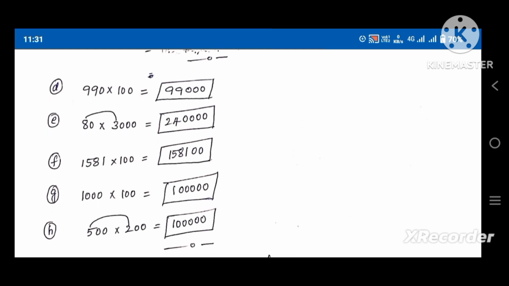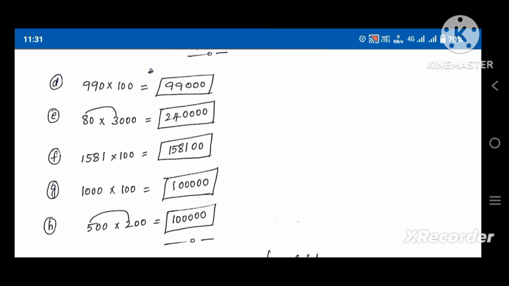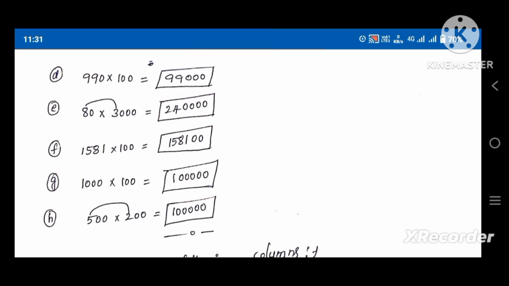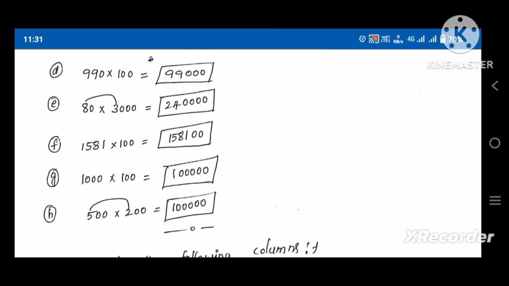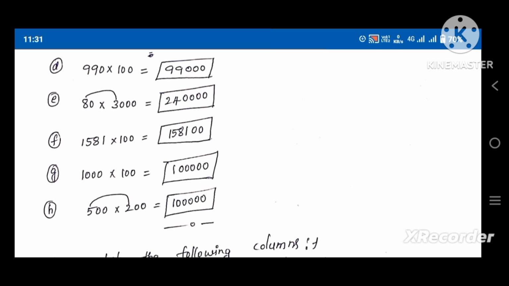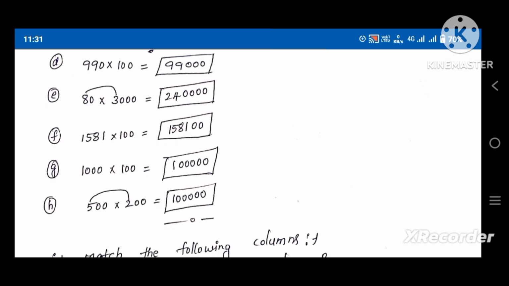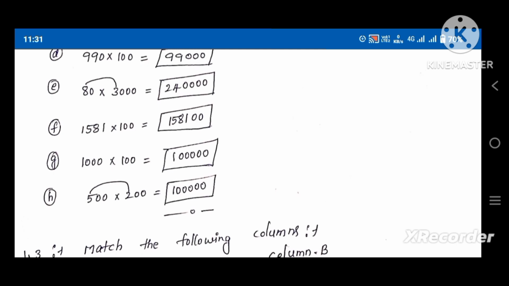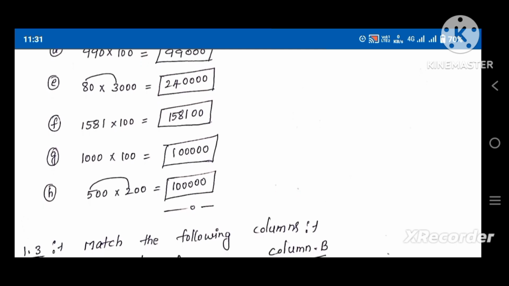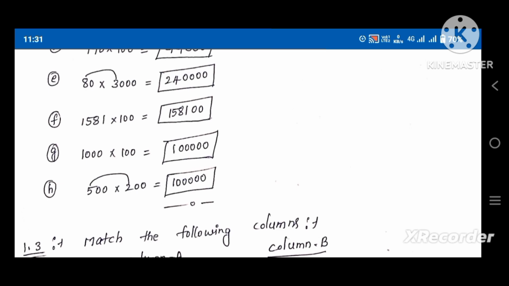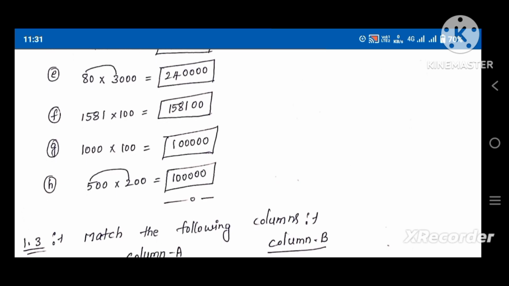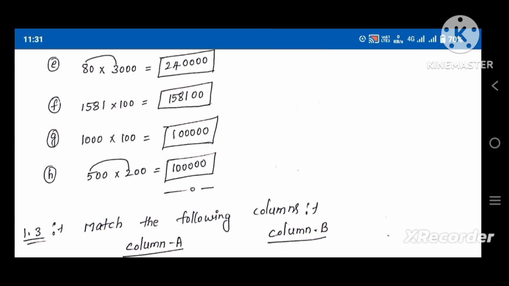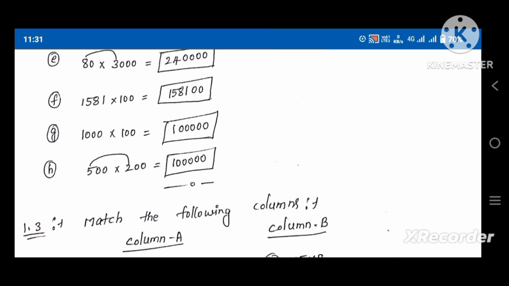Number E, 80 into 3000 is equal to, put the four zeros at the end and 8 into 3, 24. Question number F, 1581 into 100 is equal to, put the two zeros at the end, then 1581 into 1, 158100. Question number G, 1000 into 100 is equal to, put the five zeros at the end and 1 into 1 is 1. Question number H, 500 into 200 is equal to, put the four zeros at the end and 5 into 2 is 10.